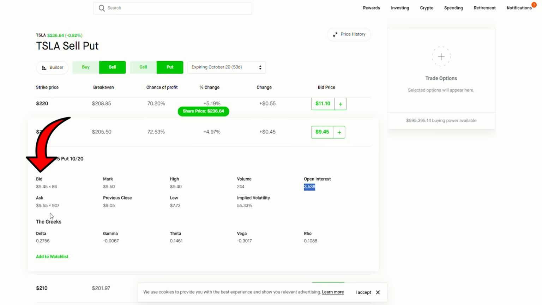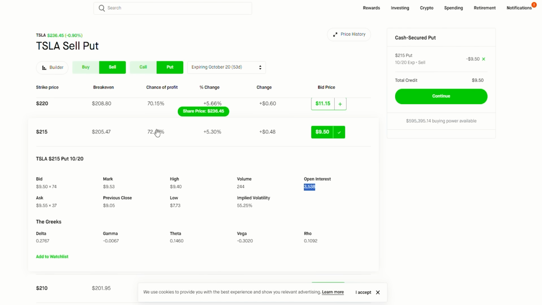And the bid-ask spread is very tight on Tesla. So that's a good thing, right? I'm looking for a tight bid-ask spread. The wider this is, you know, the more money you're really losing to slippage, right? So I'm going to start off with selling the 215 here.